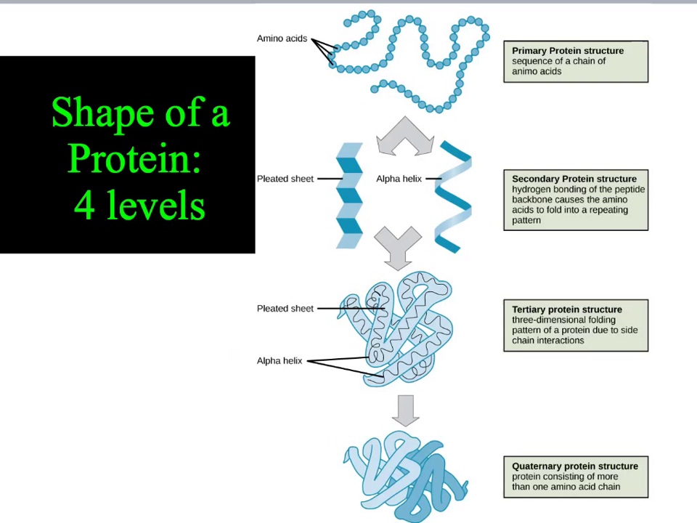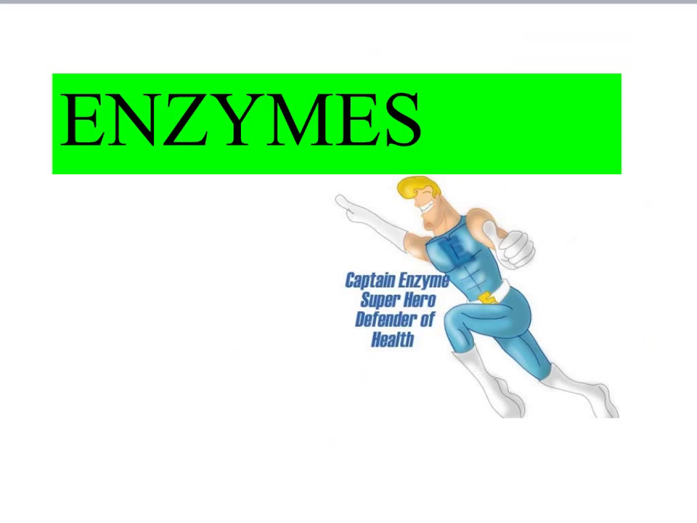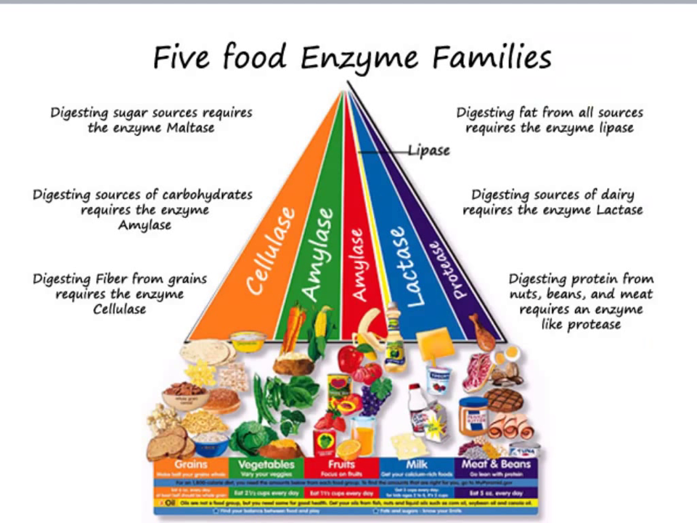This is just an example of how complex a protein is. It has to fold in a certain way in order to be functional. Let's talk now about enzymes. Now, enzymes are very important because, among many other things, they help us digest the food that we eat. We have different enzymes for different types of foods.